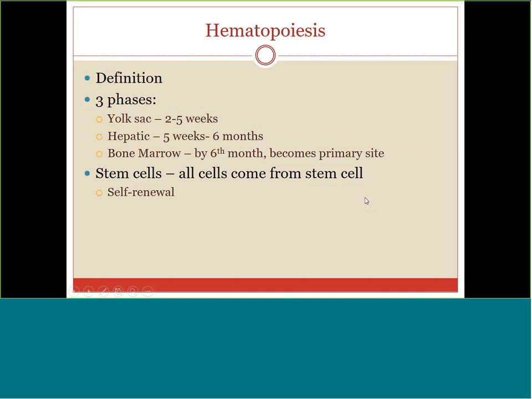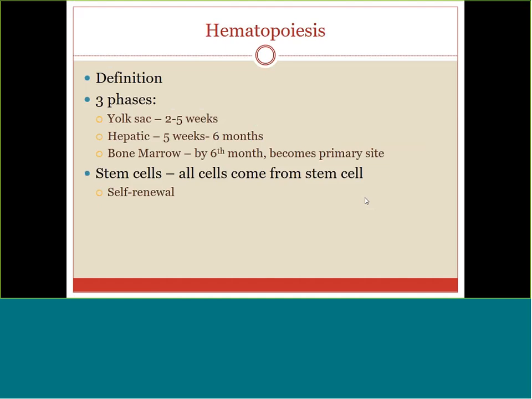Going all the way back to the very beginning of Heme 1, we learned hematopoiesis, and we learned there are 3 phases to fetal hematopoiesis. How do we make our red blood cells, white cells, and other cells in a fetus? It starts with the yolk sac phase, from about 2 to 5 weeks. Then it moves into the liver phase, which we call hepatic, 5 weeks to 6 months. By the 6th month, the bone marrow becomes your primary site of hematopoiesis and onward. So keep this timeline in mind.